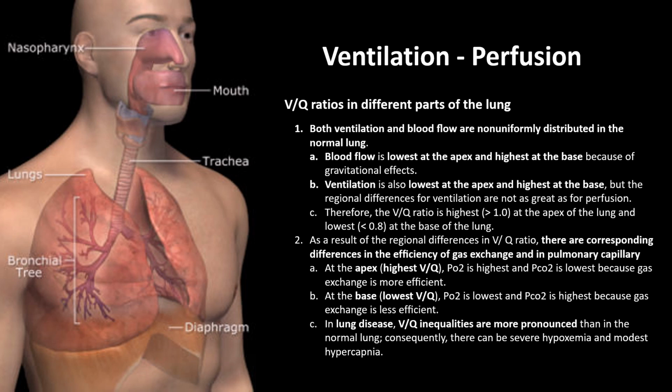As a result of regional differences in VQ ratio, there are corresponding differences in the efficiency of gas exchange and in pulmonary capillary blood. At the apex, with the highest VQ ratio, PO2 is highest and PCO2 is lowest because gas exchange is more efficient. At the base, with the lowest VQ ratio, PO2 is lowest and PCO2 is highest because gas exchange is less efficient. In lung disease, the VQ inequalities are more pronounced than in the normal lung. Consequently, there can be severe hypoxemia and modest hypercapnia.